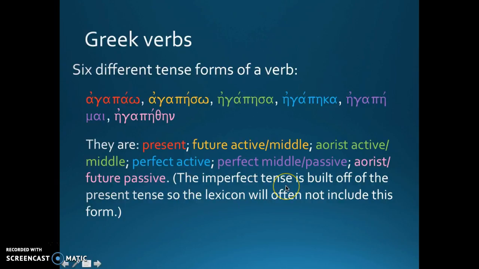There's a note here, the imperfect tense, which was the continuous action happening in the past, is built off of the present tense stem, which is this first form of agapao, so the lexicon will often not include it.